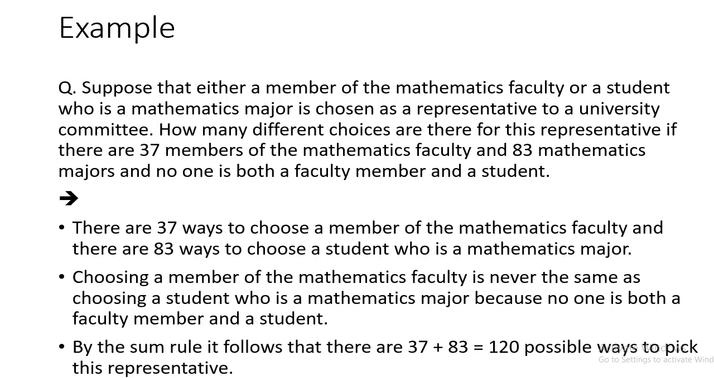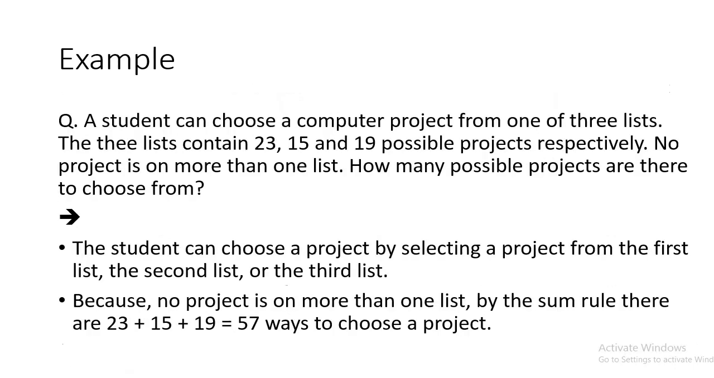Understood? There are two different ways: 37 ways for the faculty, 83 ways for the student, and no one is both a faculty member and a student. That's why, by using the sum rule, we can say that 37 plus 83 is equal to 120 possible ways to pick our representative. Next, a student can choose a computer project from one of the three lists.